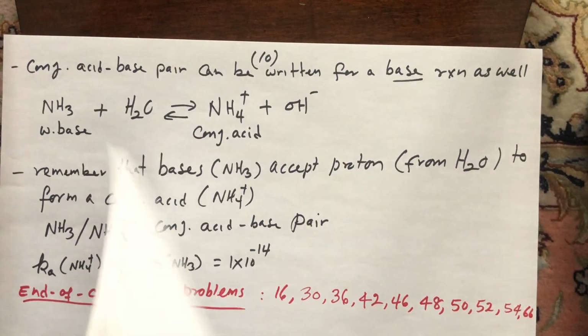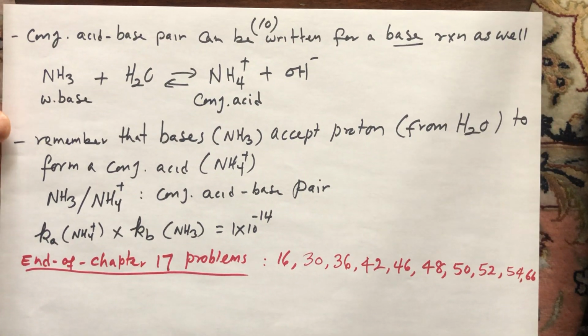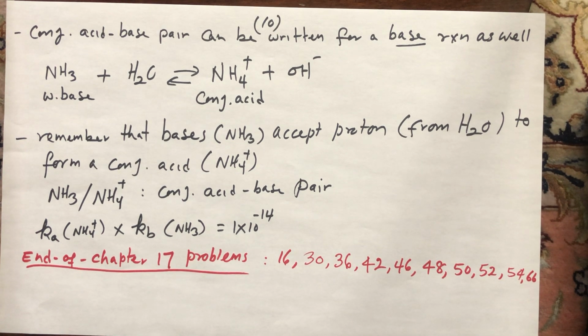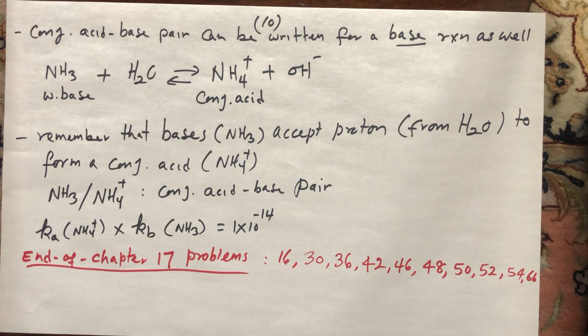All right, so let's move on to the last lecture slide for today. The conjugate acid-base pair is not only limited to the reaction of acids, but you can also write it for a base reaction. For example, ammonia, NH3, which is a weak base, reacts with water and produces NH4 plus and OH minus. The reaction is at equilibrium. It's a weak base reaction. And remember, we talked about weak acids and weak bases establishing equilibrium when they react or dissociate.